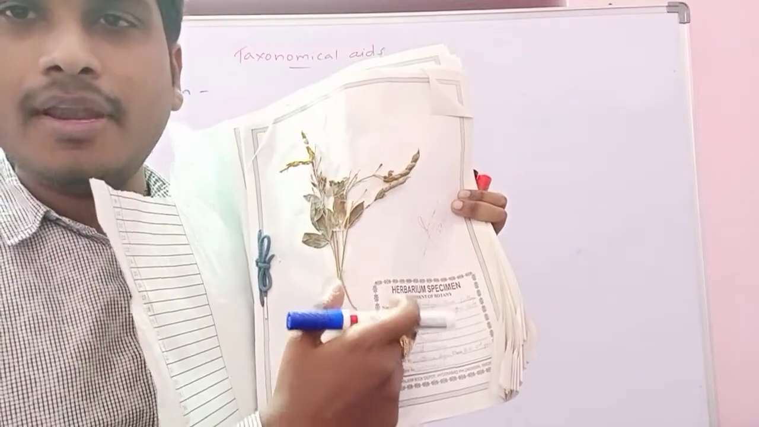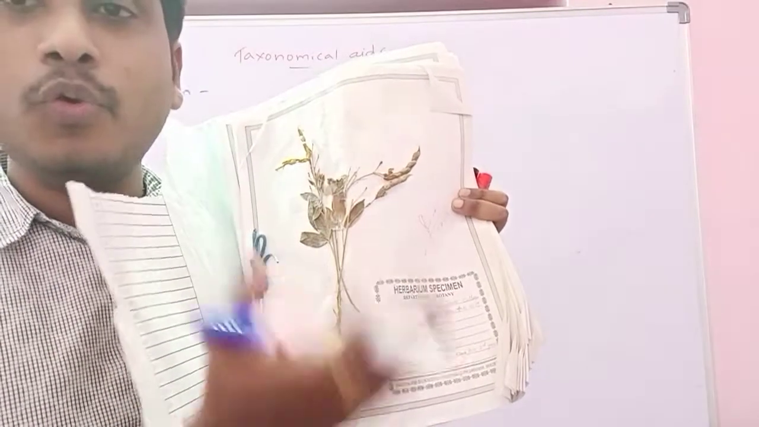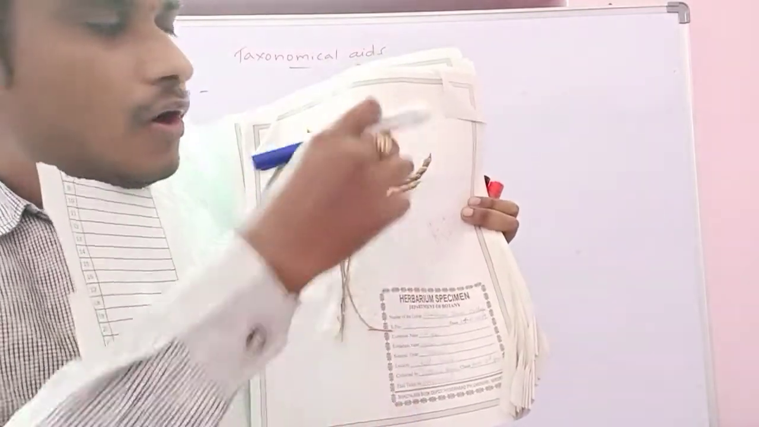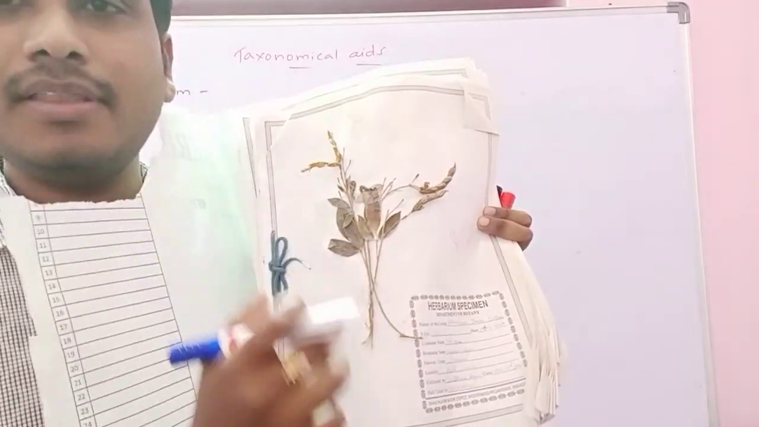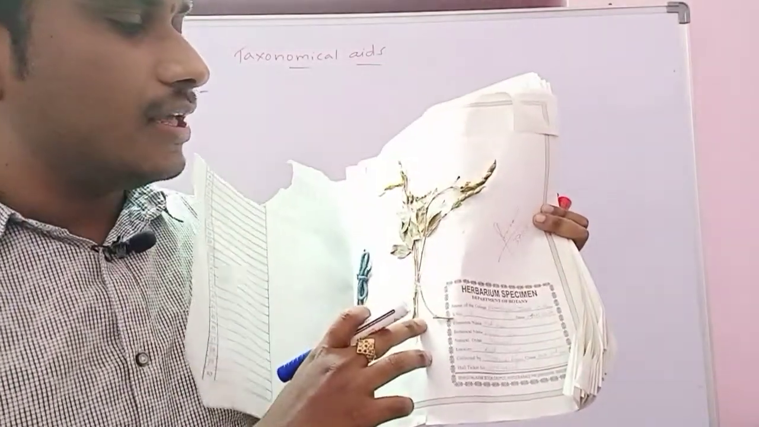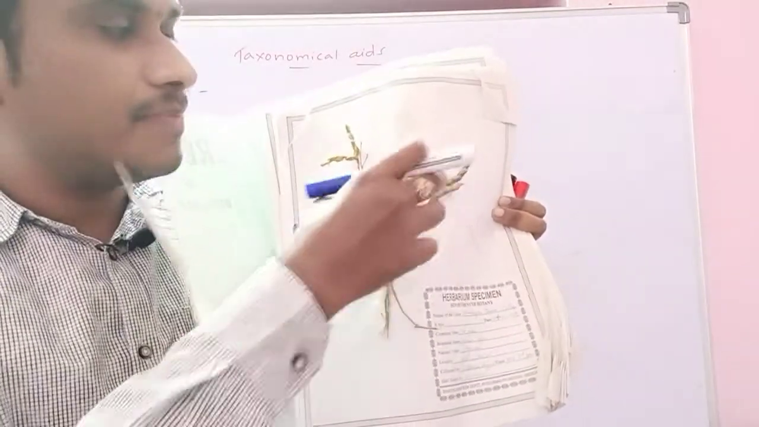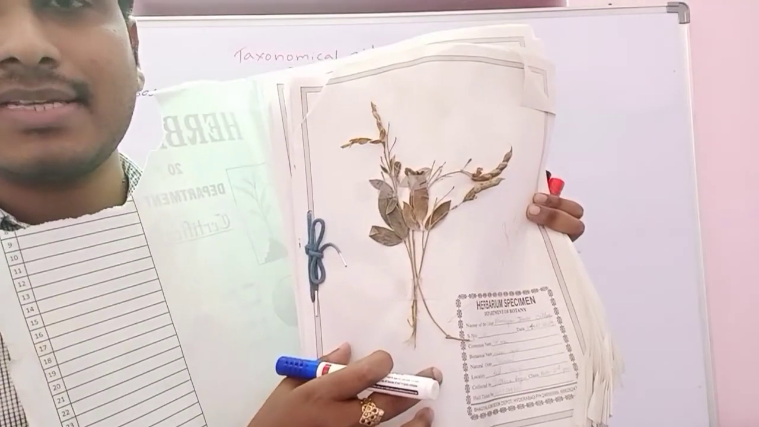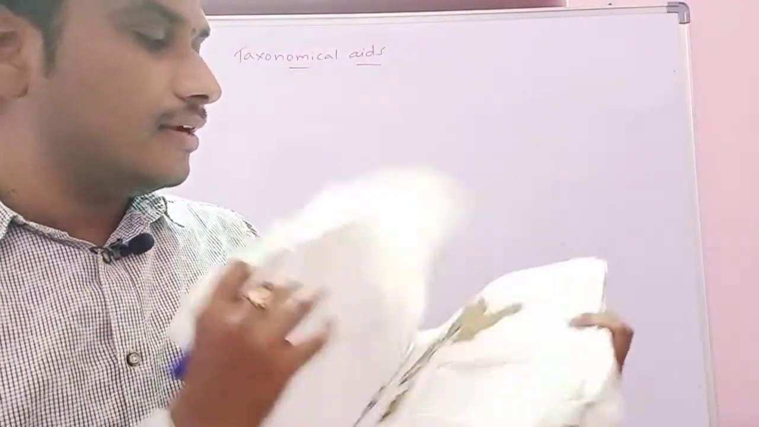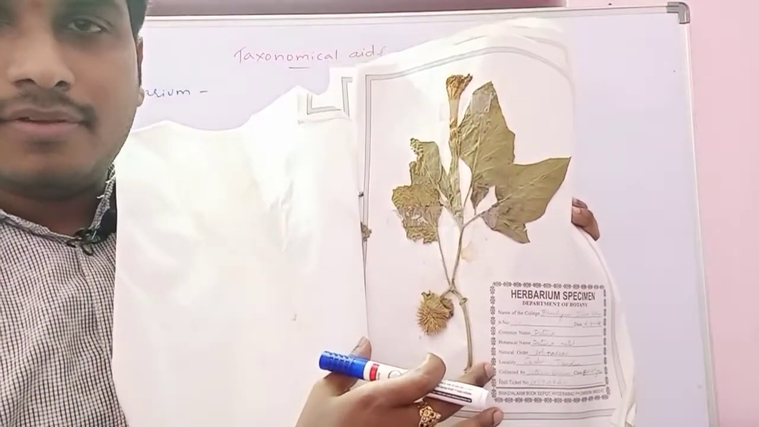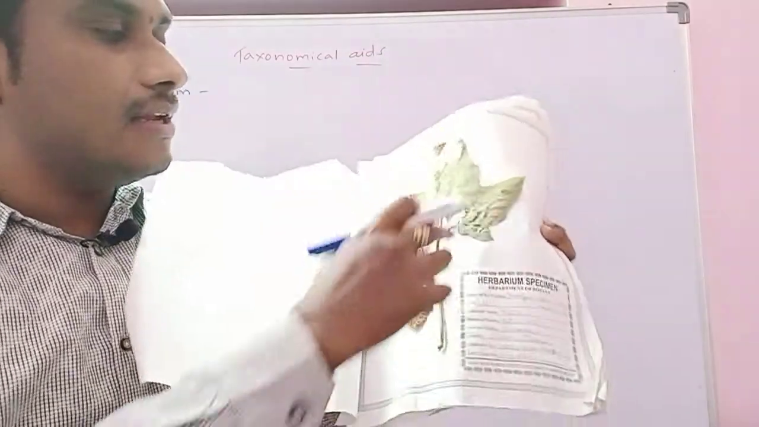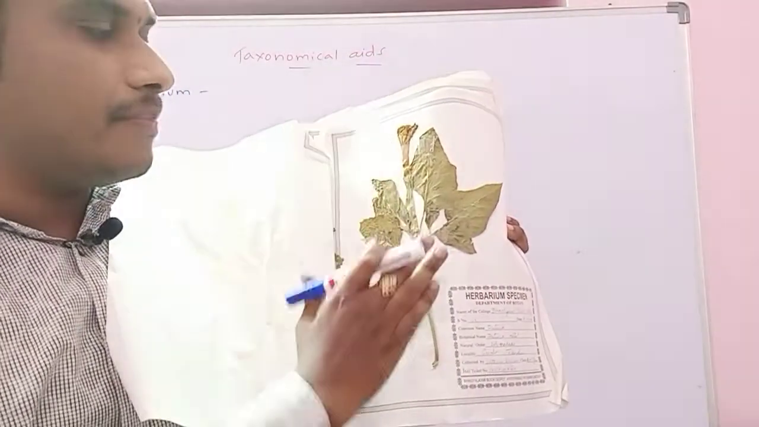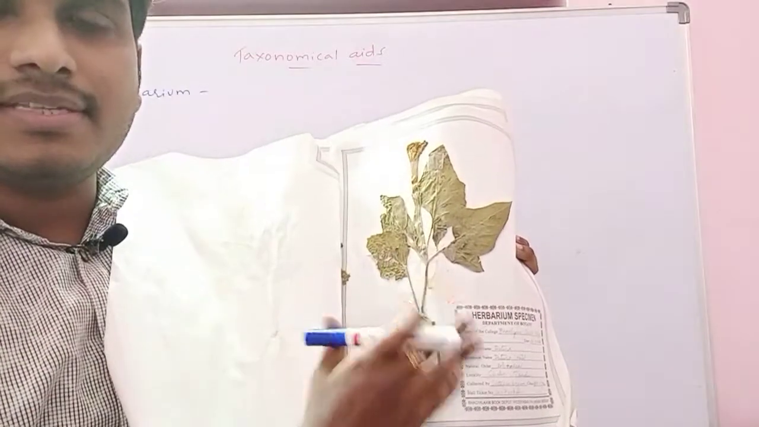Botanical name, common name, locality from where we collected, who collected, at which time it was collected, all the information is given here. This plant which we are seeing is red gram, Cajanus cajan. The other one is Datura metel, Solanaceae family. Like this, the dried plants we paste on paper or sheets, that is a herbarium.